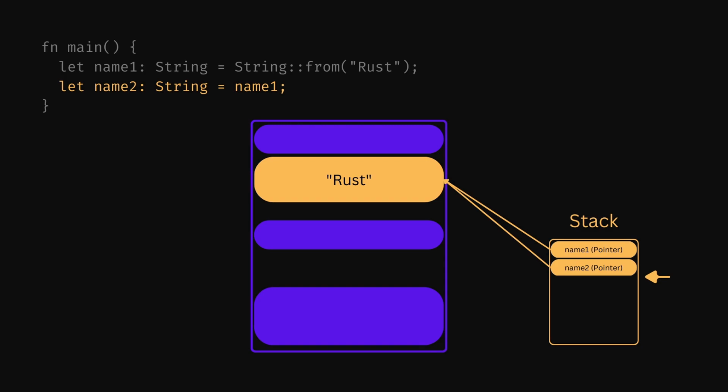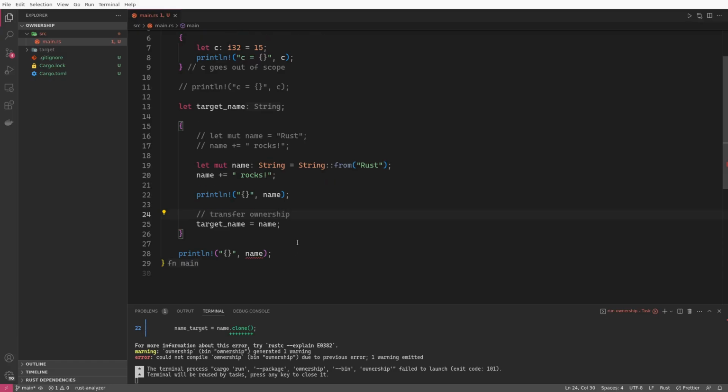In this moment, a second pointer is created on the stack, and at the same time, the old pointer name1 is invalidated, and Rust now knows that name1 is no longer valid, which means you can no longer use it, because name2 is now the owner of the data Rust and can do to that data whatever it wants to. If you're familiar with C++, this would be something that would be called a move operation.